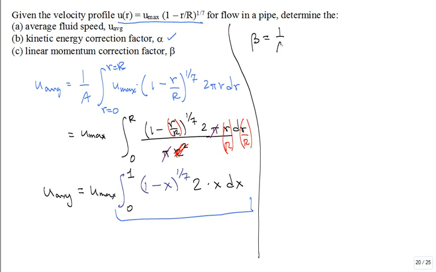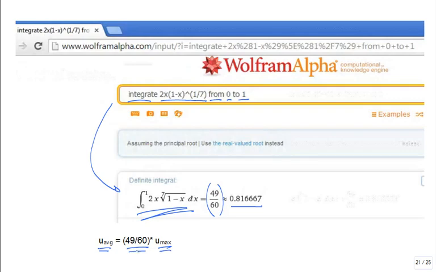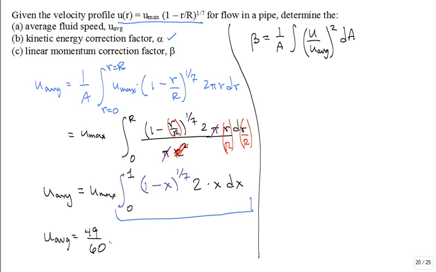So what was our equation for beta? 1 over area, the integral of U over U average, squared, dA, true or false? And you're going to have to remember that U average is equal to 49, was it 49 over 60? I can't remember. Yeah, 49 over 60, times U max. We're going to have to use that.